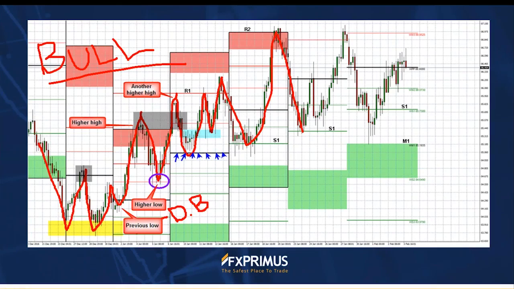So where do we go now? Do we become bears because the market's coming down? No, we don't. We stay bulls. Where's the next point we can try? We can try the S1 pivot point, can't we? S1. We buy there.